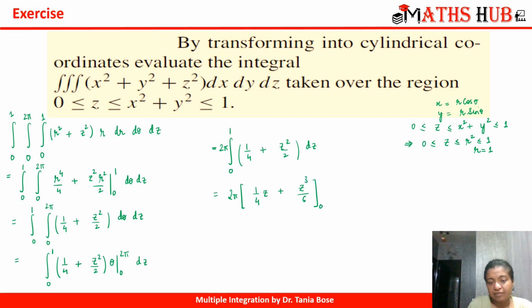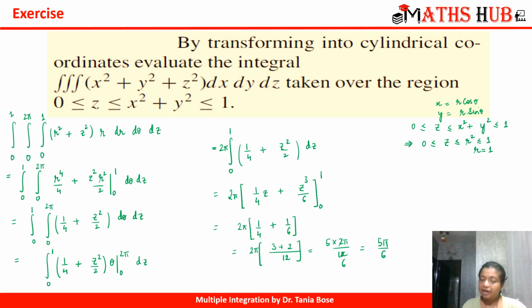And we will place the limits from 0 to 1. So that is 2 pi. And then we have 1 by 4 plus 1 by 6. So how much is this? 2 pi and then 12 is the LCM. So I will get 3 plus 2. So that is 5 into 2 pi by 12. So that cancels and we get our answer as 5 pi by 6. Right? So I hope this question is clear.